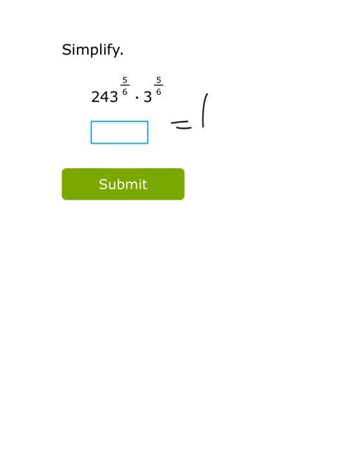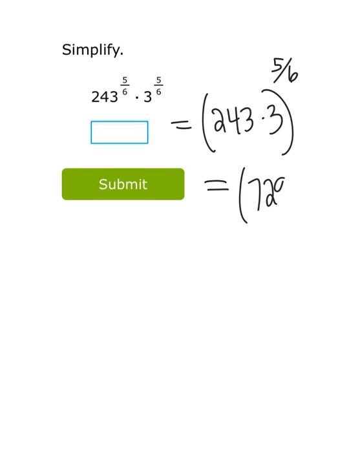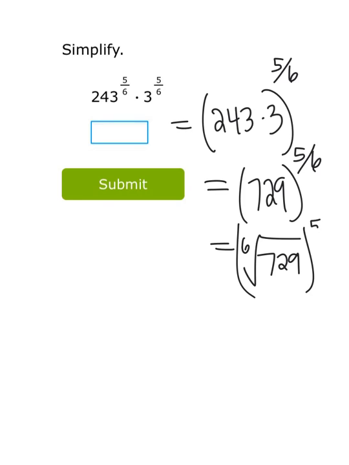So same thing, I'm going to multiply 243 times 3, and both of these numbers are being raised to the 5/6. So I need to evaluate what 243 times 3 is, and that equals 729, and that would be raised to the 5/6. So now I would use the root as 6, and my power is 5. So I need to find the 6th root of 729.